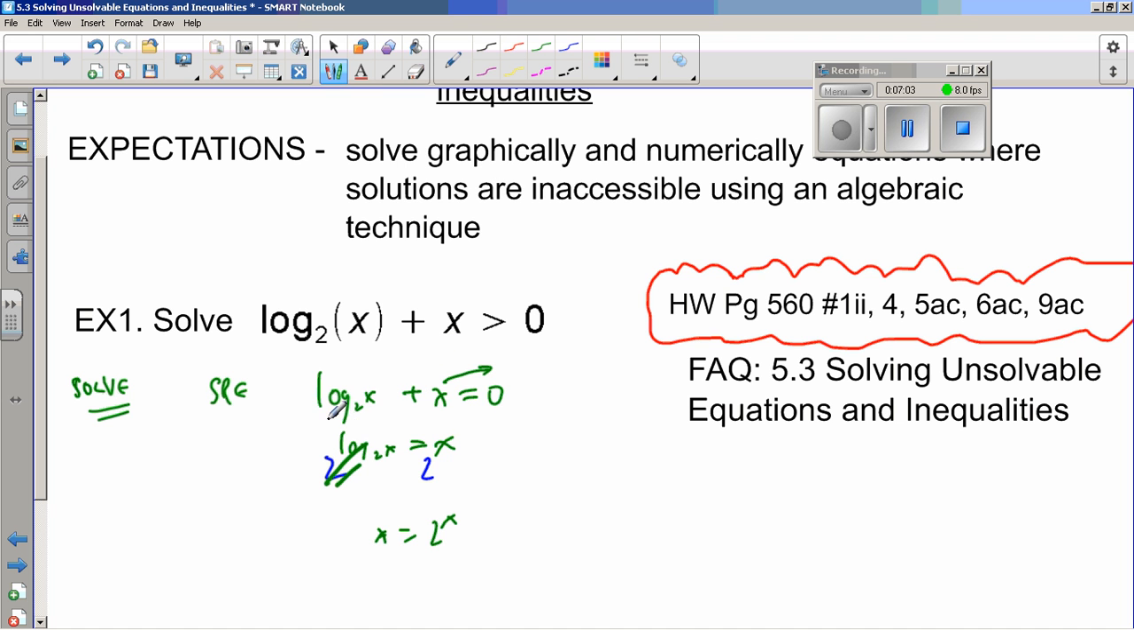Well, the idea here is we've got some techniques for solving log equations. We've got some techniques for solving polynomial equations, but not for both. There's no algebraic way to solve this.